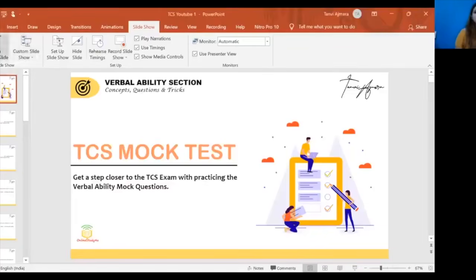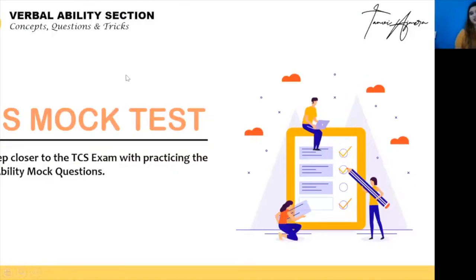So my personal suggestion would be that every single time that you see a certain question, you can actually start answering yourself, and then you can compare it when I'm discussing the answer with you. This is going to help you self-assess yourself and understand where you are in terms of your examination currently. So let's begin our discussion. We have the TCS mock test, which is definitely going to help us get closer to the TCS exams, by practicing the verbal ability mock questions.